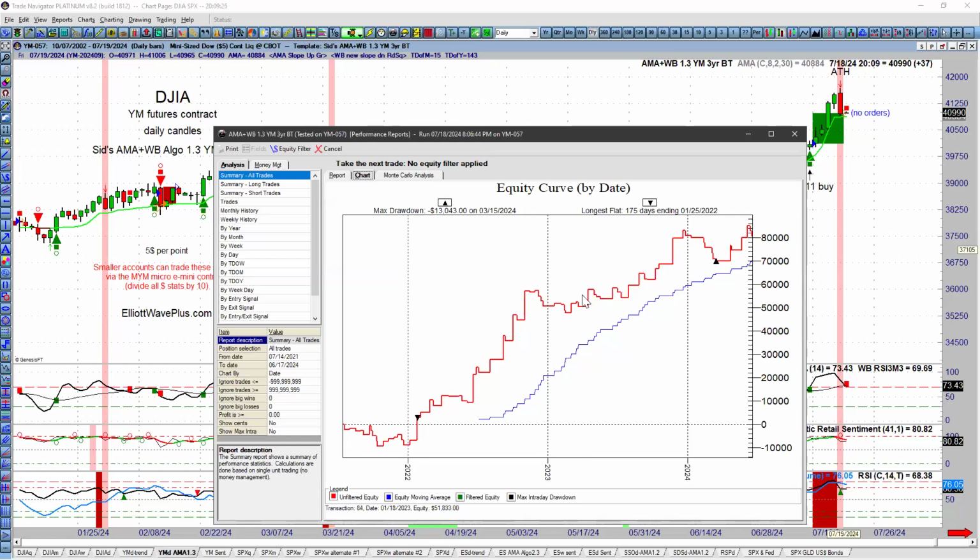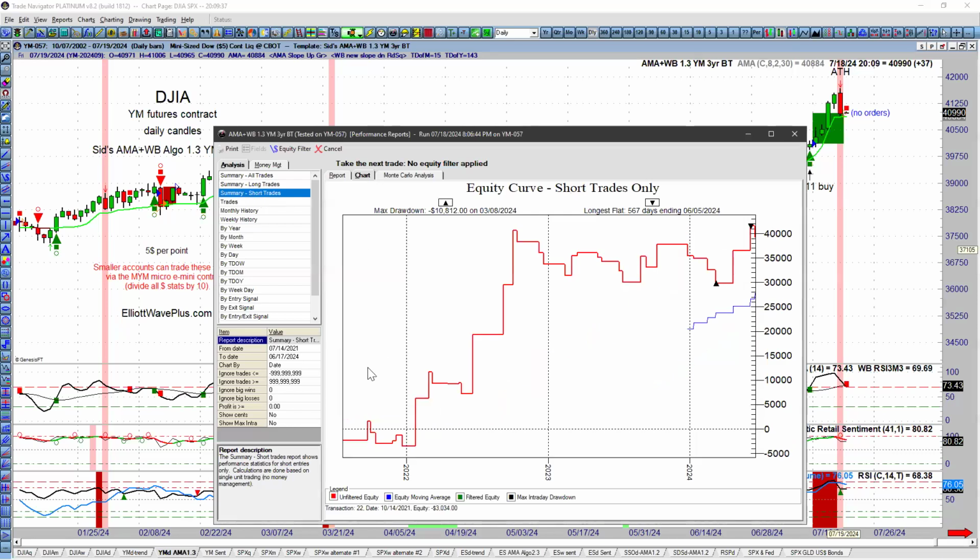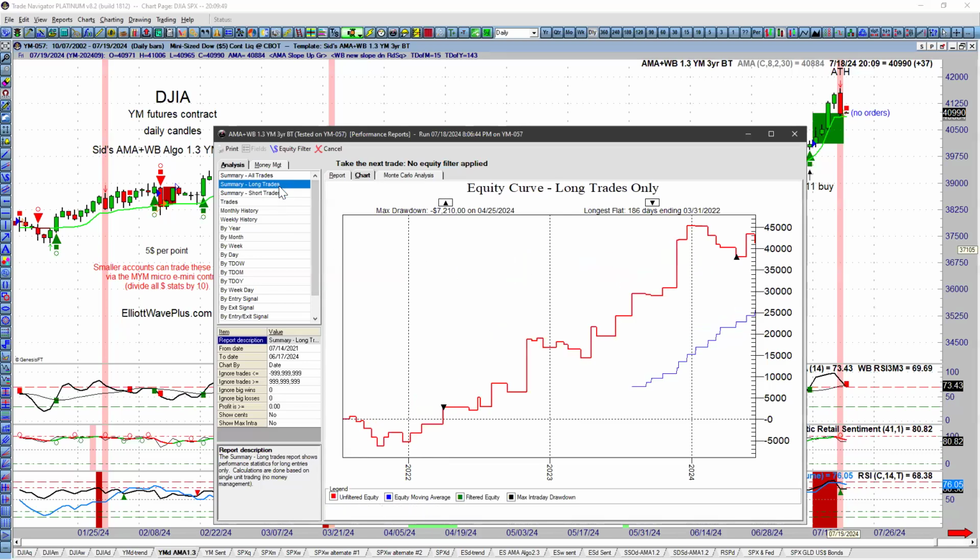So I would call that a decent equity curve, but not perfect. And you can see there's the equity curve when going long. Here's the equity curve when going short. Notice that obviously it made most of its money going short during the bearish year of 2022. Not so hot going short ever since. And so we combine all the trades.